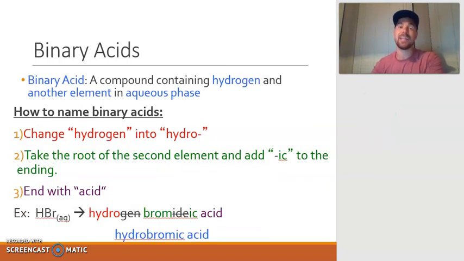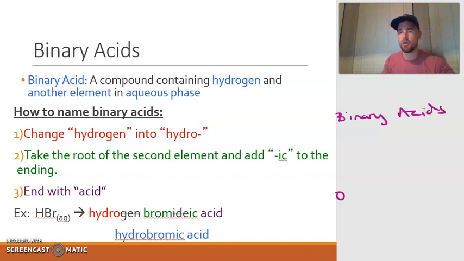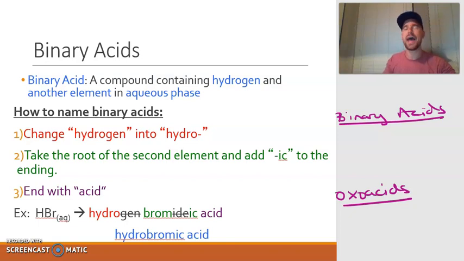So now we get to how you name them. Before we get started with that, there are two types of acids, and I'll write this off to the side. There are binary acids, and there are what we call oxoacids. Each one of these is going to have its own separate naming rules. What do they have in common? Well, in terms of their formula, both of them are going to start with hydrogen. Acids will start with hydrogen. Also, they will both be in the aqueous form.